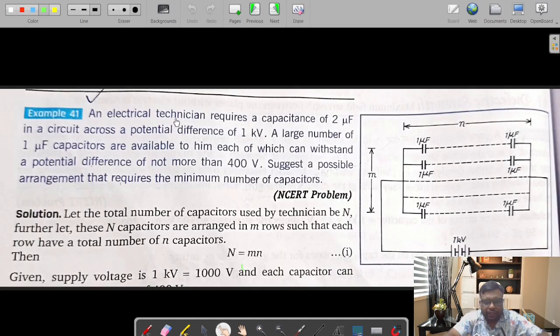The problem is like this. If you see the problem, an electrical technician requires a capacitance of 2 microfarad in a circuit. So the total capacitance required in the problem is 2 microfarad. First we will write the given data.